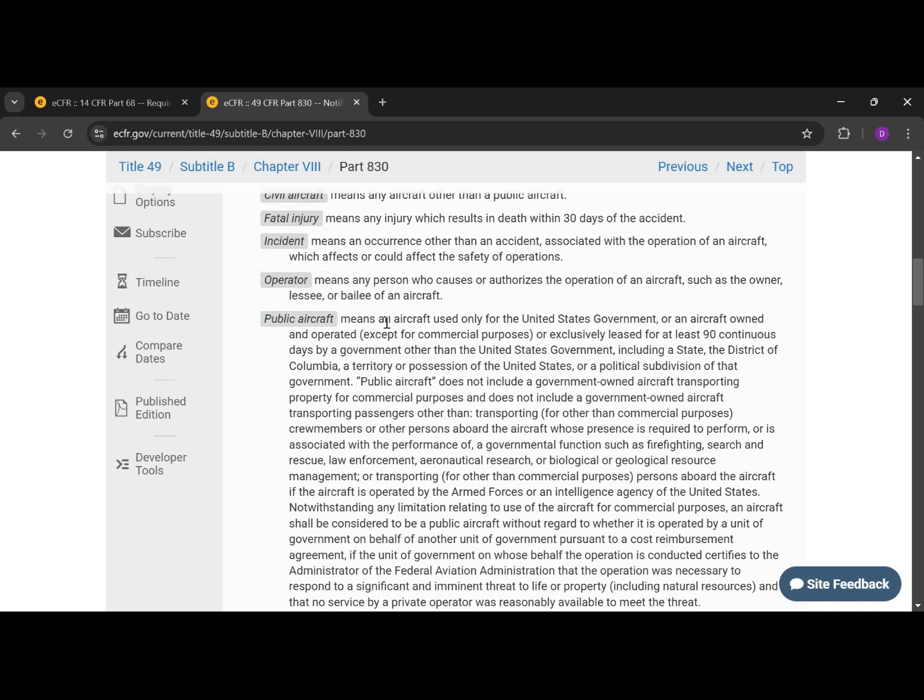A public aircraft means an aircraft used only for the United States government or an aircraft owned and operated except for commercial purposes or exclusively leased for at least 90 continuous days by a government other than the United States government, including a state, the District of Columbia, a territory or possession of the United States, or a political subdivision of the government.